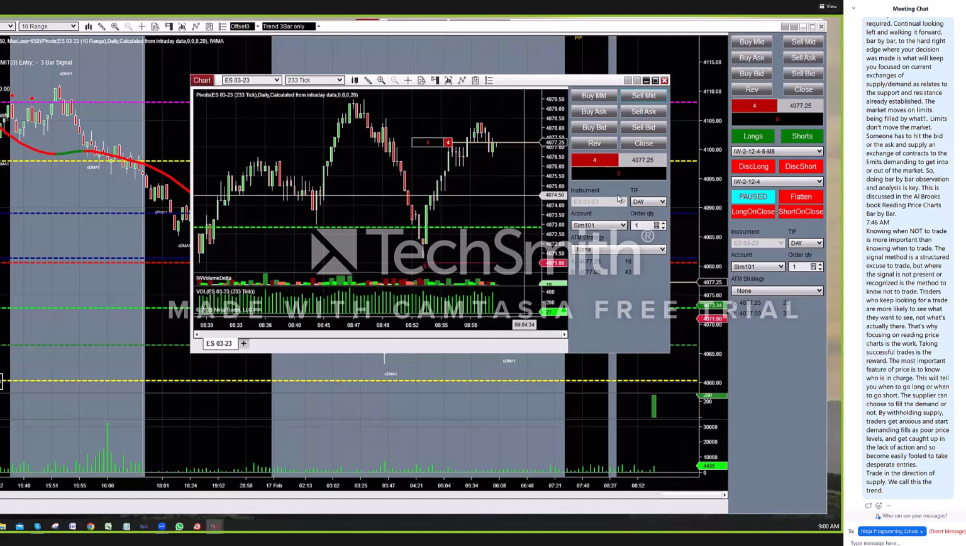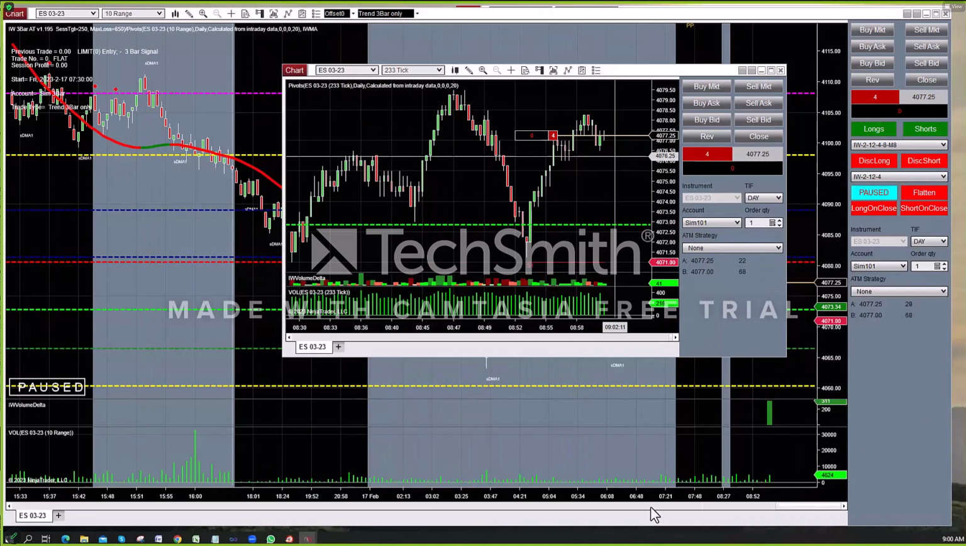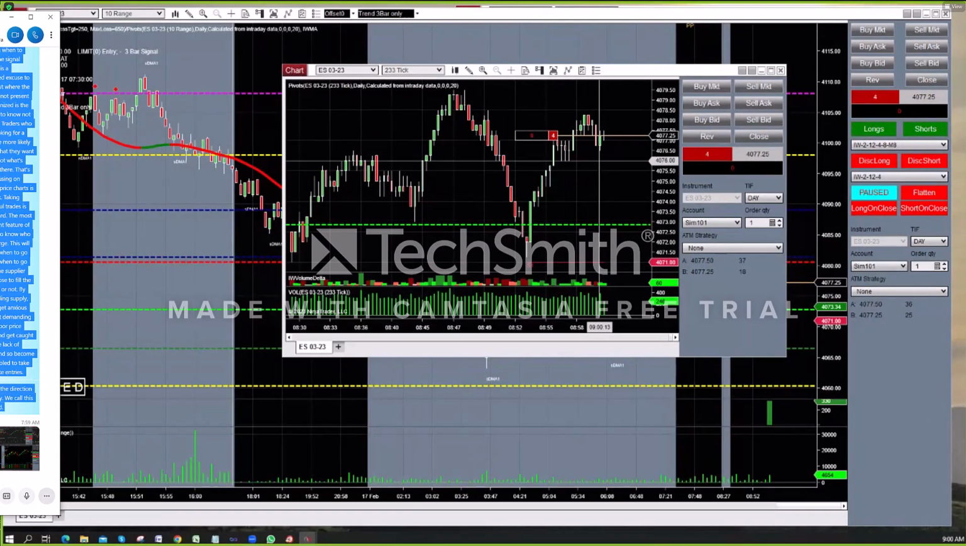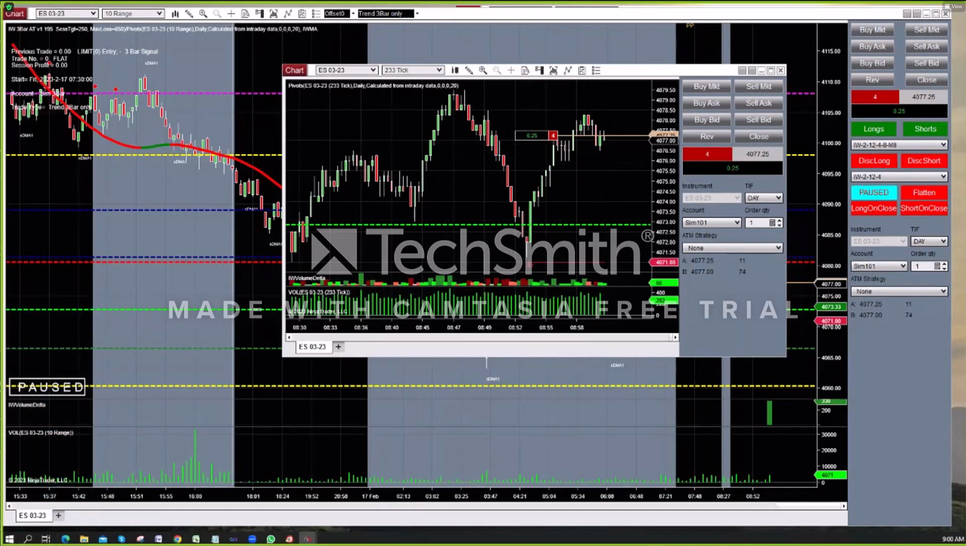So, all right. Let's assume that, while we've got everybody here, I'm in Sim 101. I've got 4 on, but I don't have an OCO with a stop and a target. Now, there's a few ways of handling this, right? What you can do is you can go to the control center. Here's the control center, and go to positions.